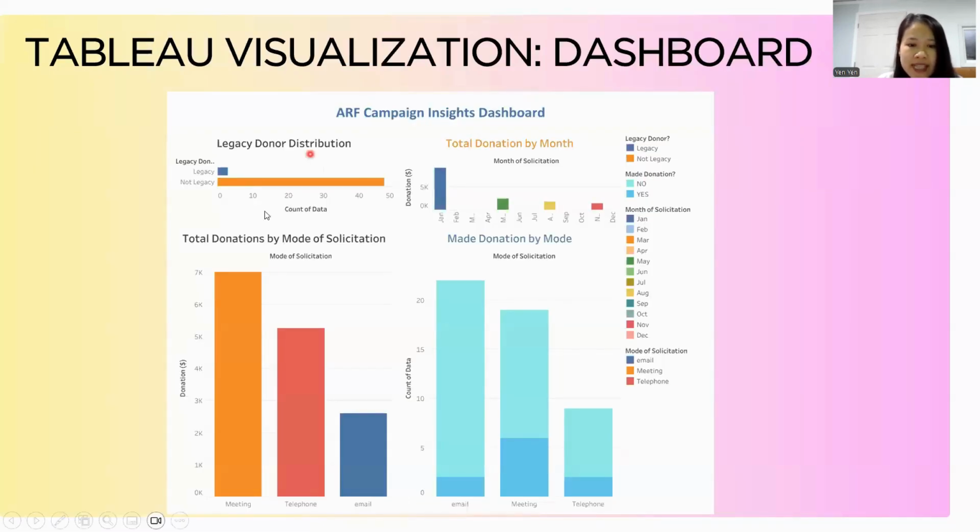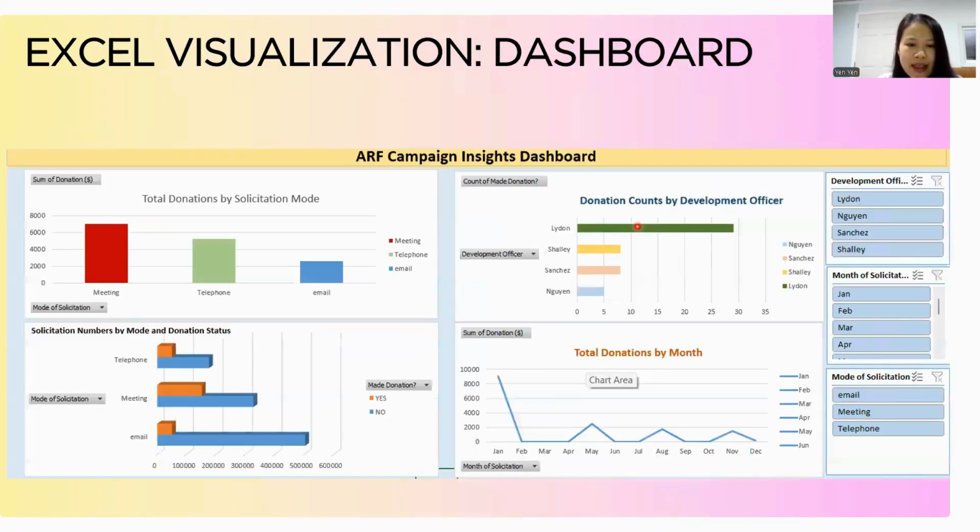Now, check out the Tableau dashboard I built. This puts all the charts together, donation by method and by month, in one easy-to-read place. Pretty cool. And here's the exact dashboard. It summarizes those key patterns too, helping us make smarter decisions. Both dashboards are tools we can use moving forward.